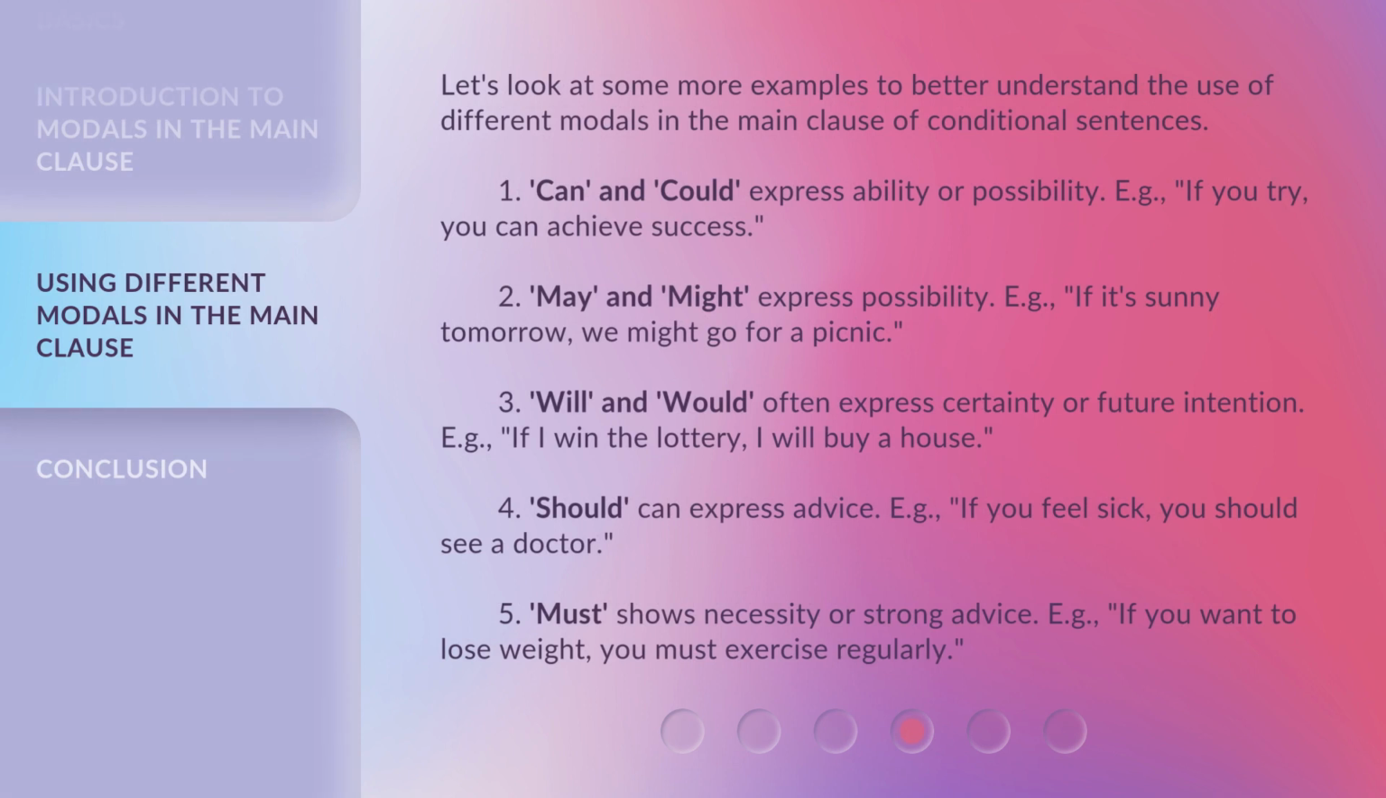Let's look at some more examples to better understand the use of different modals in the main clause of conditional sentences. 1. Can and could express ability or possibility. E.g., "If you try, you can achieve success." 2. May and might express possibility. E.g., "If it's sunny tomorrow, we might go for a picnic." 3. Will and would often express certainty or future intention. E.g., "If I win the lottery, I will buy a house."